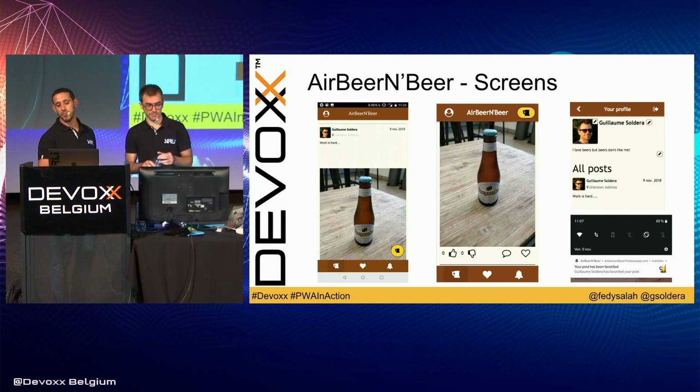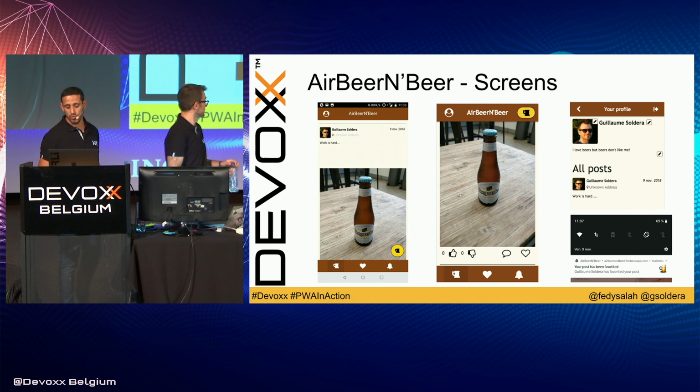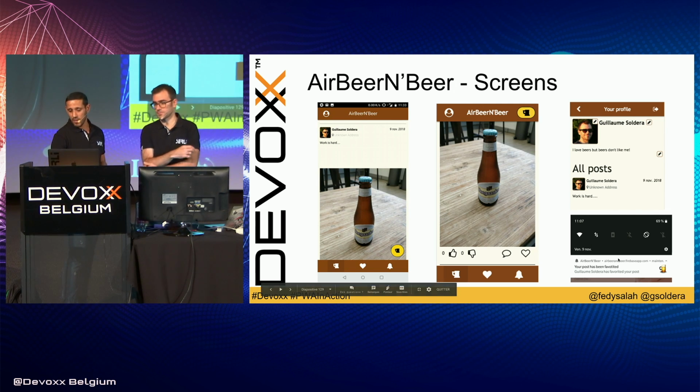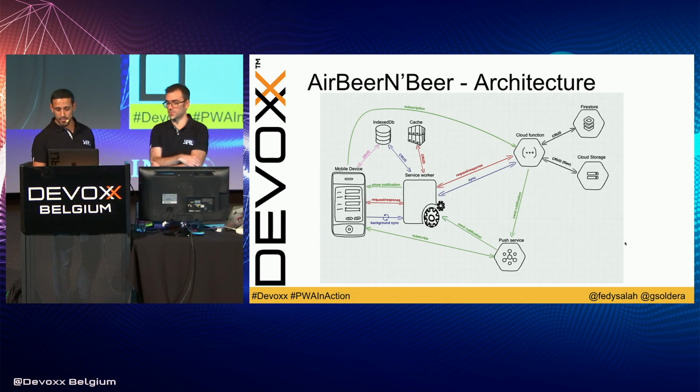So here's an example of the screen. There's a post. We have a list of actions. There's an example of a notification here.